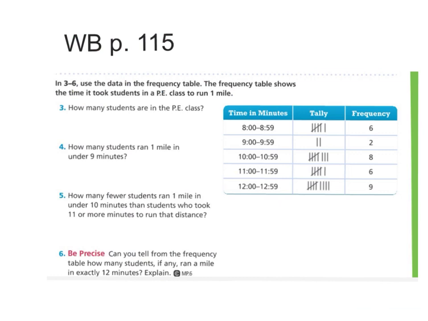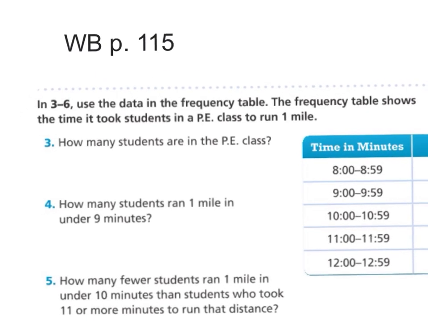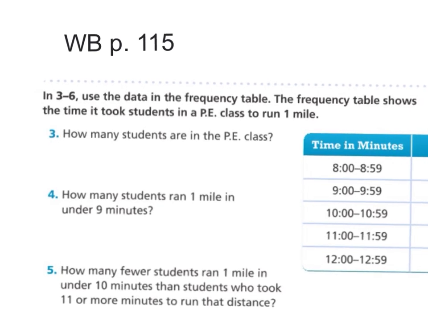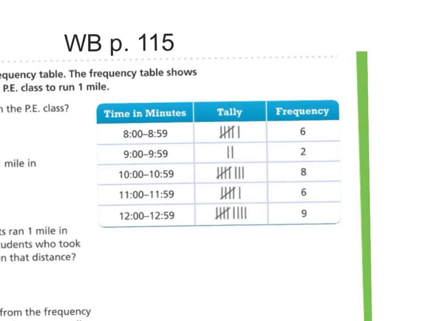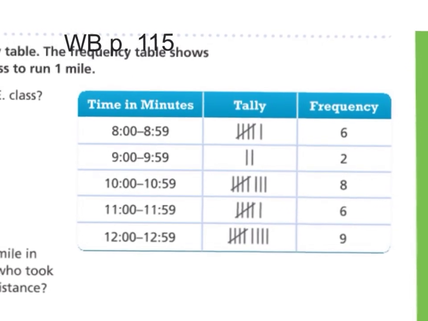We'll look at workbook page 115, number 3. The question is how many students are in the PE class? Look at the directions above that first of all. It says use the data in the frequency table. The frequency table shows the time it took students in a PE class to run 1 mile. So basically they're telling us for different 1-minute intervals how many people it took that amount of time to run 1 mile.